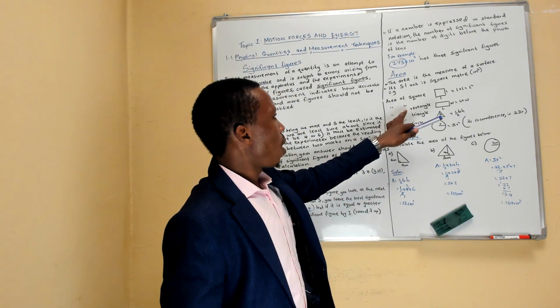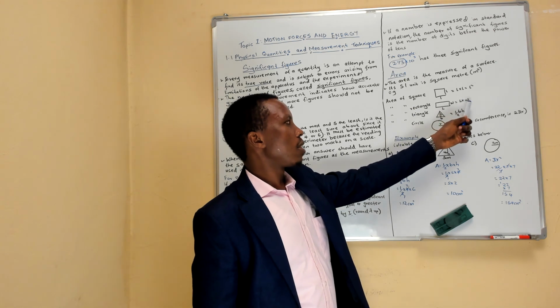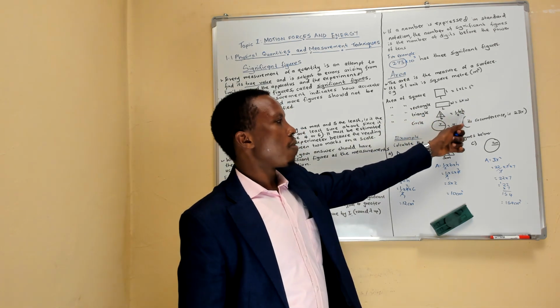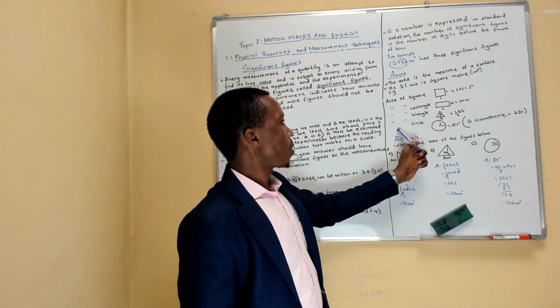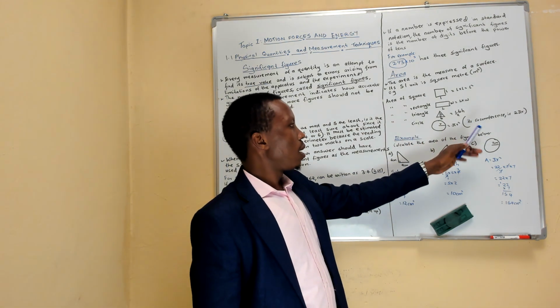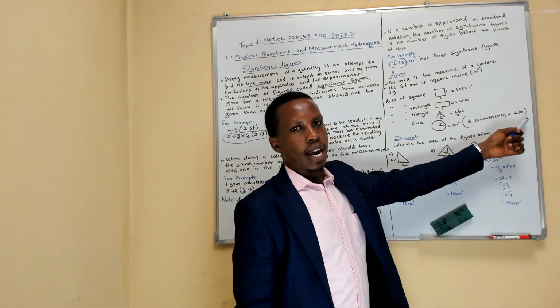The area of a rectangle is length times width. The area of a triangle is half base times height. The area of a circle is pi r squared, and the circumference of a circle is 2 pi r.